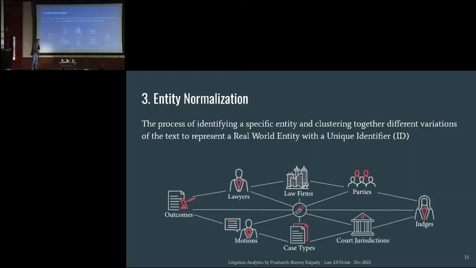The first step is aggregation. The second step is standardization. Now comes entity normalization. Let me talk a little bit more about this. Entity normalization is a process of identifying specific entities and clustering together different variations of the names or text to represent a real-world entity. I'll try to explain this with an example. The entities we identify, which are common across cases, are your lawyers, the same set that we saw earlier.